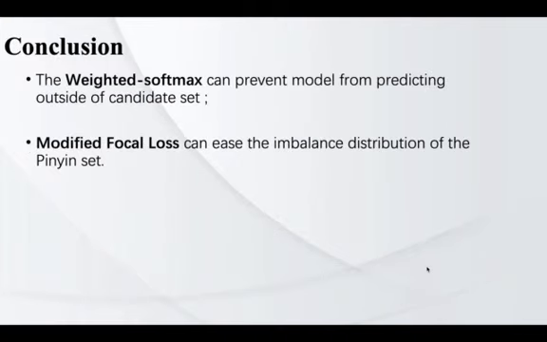So finally, let's make a brief conclusion. The Weighted-softmax can prevent the model from predicting outside of the candidate set of the input polyphonic character. And besides, the modified focal loss can ease the influence of the imbalanced distribution of the pinyin set of the input polyphonic character.